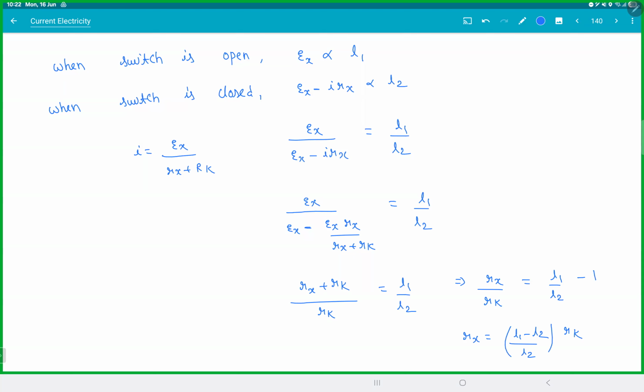There. This is the relation between the balancing lengths and the known resistance. So if someone gives you the balancing length and the known resistance, you can figure out Rx without that Ex and all that stuff.